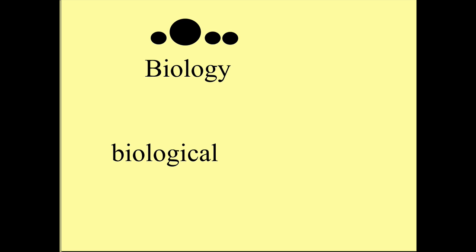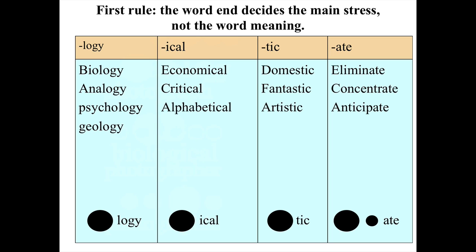Listen. Biology, biological, photograph, photographer, photographic. The stress changes according to the end of the word. Now, do you have to remember a different stress pattern each time the word ending changes? Well, yes, but it's easier than you think. It's actually good news, because once you know biology, you also know how to say analogy, psychology, geology. Can you think of some more words that end with logy?